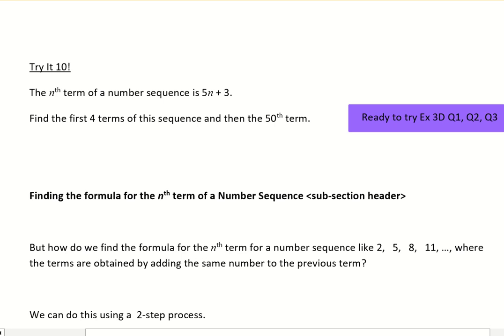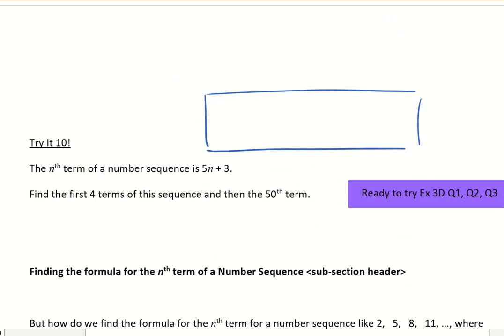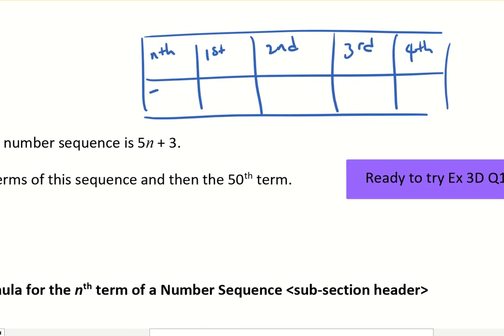So let us look at try it 10. Again, find the first 4 terms of the sequence. This time, this is our formula. So you can draw that nice table. Just follow over here. Nth term, first, second, third, fourth. The nth term, they told us it is 5n plus 3.